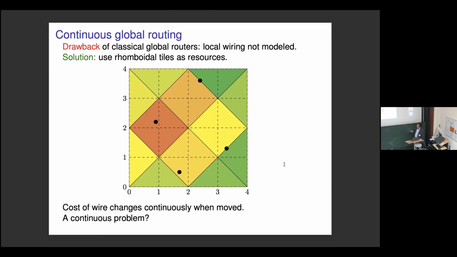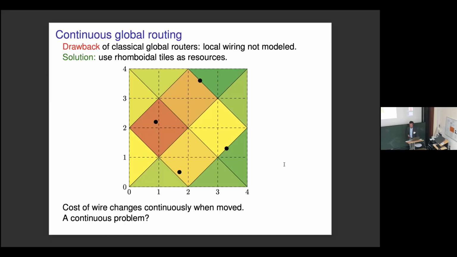And the nice thing is, if you look at the wire here in this graph, you would pay the price of the color where the wire lies. And now if you move a wire, let's say a horizontal wire, you move it north, then your total cost of that wire would change continuously, right? That is due to this rhomboidal structure. So it's a nice continuous problem that doesn't forget about the pin positions.